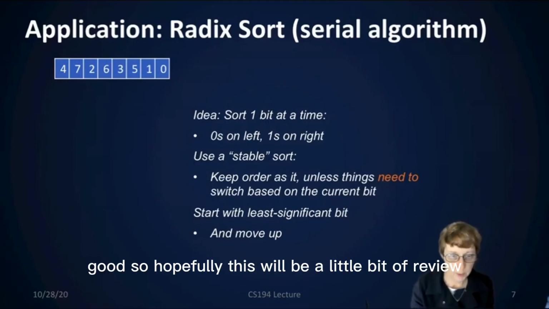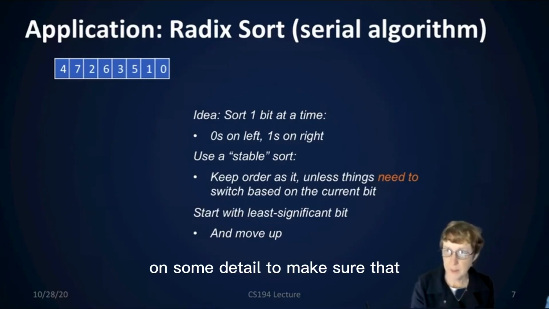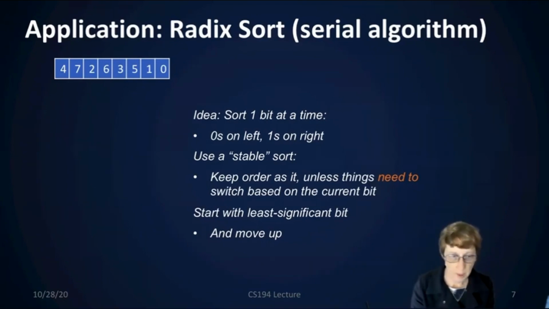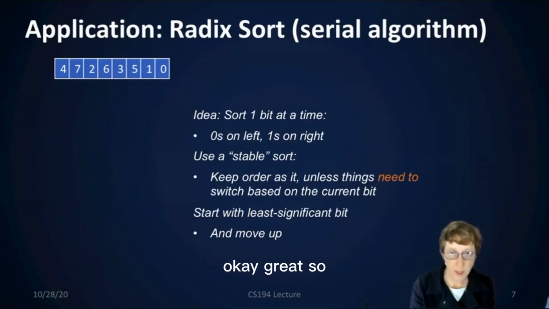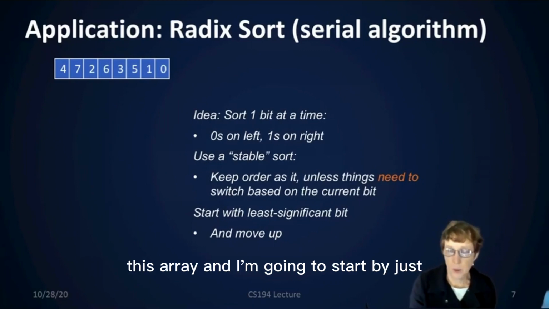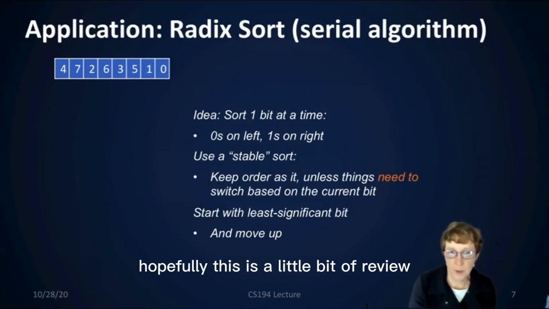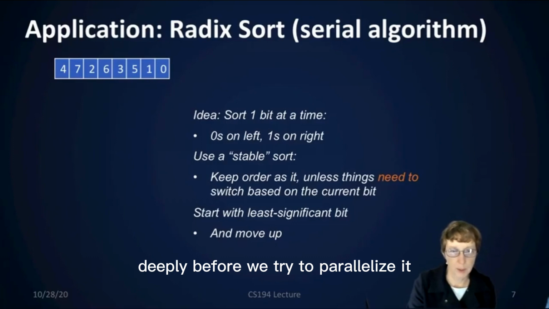So hopefully this will be a little bit of review, but I will go through it in some detail to make sure that we see it. Let me just get rid of my participants list. Okay, great. So what are we going to do? We're just going to radix sort this array, and I'm going to start by reminding you of the serial algorithm. Hopefully this is a little bit of review, but it's important that you really understand this algorithm deeply before we try to parallelize it.